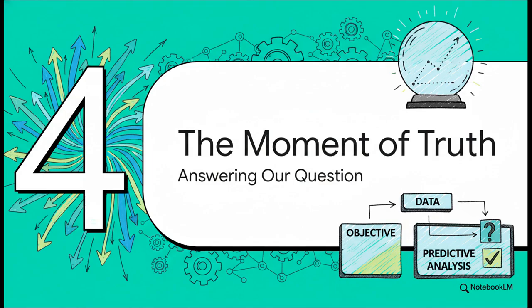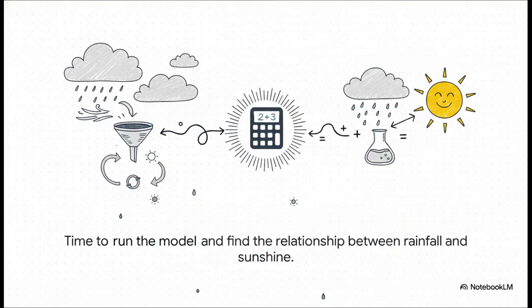All right, deep breath. We've defined our objective. We've gathered our historical weather data. Now, it's the moment of truth. It's time to unleash that third power, predictive analysis, and finally get our answer. So picture our analyst. They've cleaned up all that weather data, and now they are feeding it into a statistical model. The entire job of this model is to find the exact mathematical relationship between how much it rains and how many hours of sun we get.